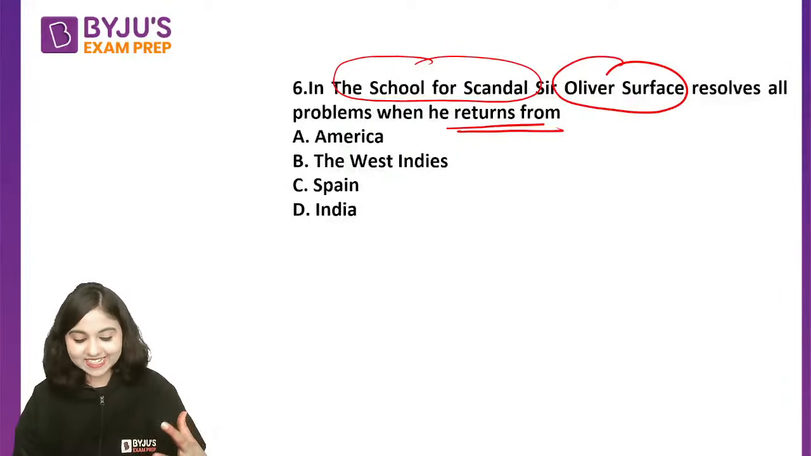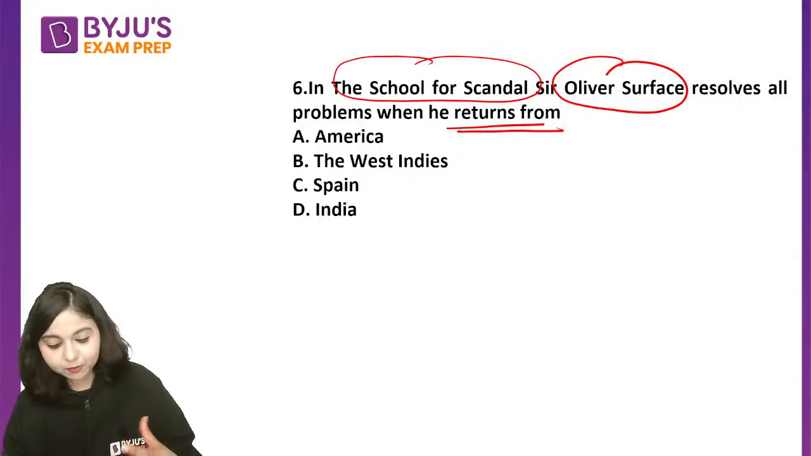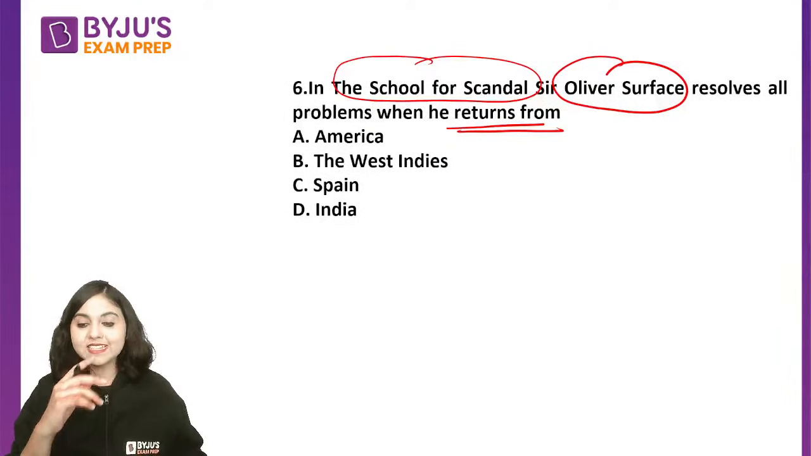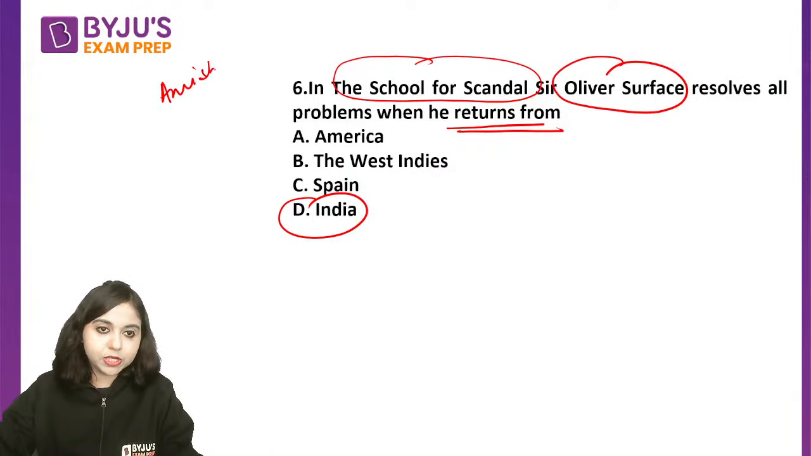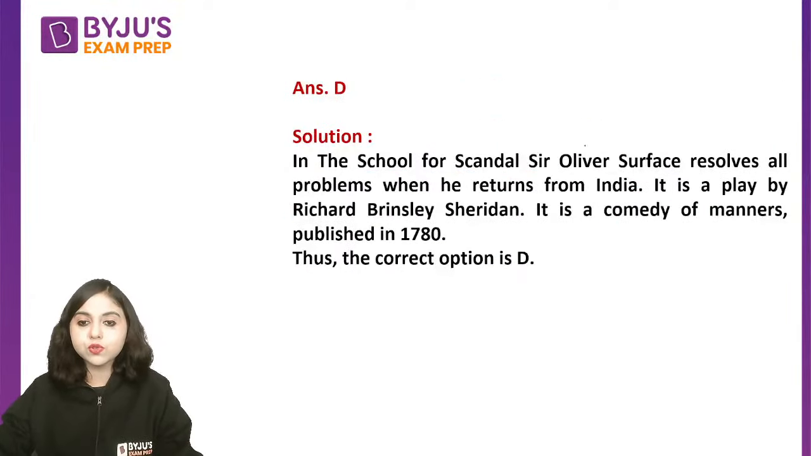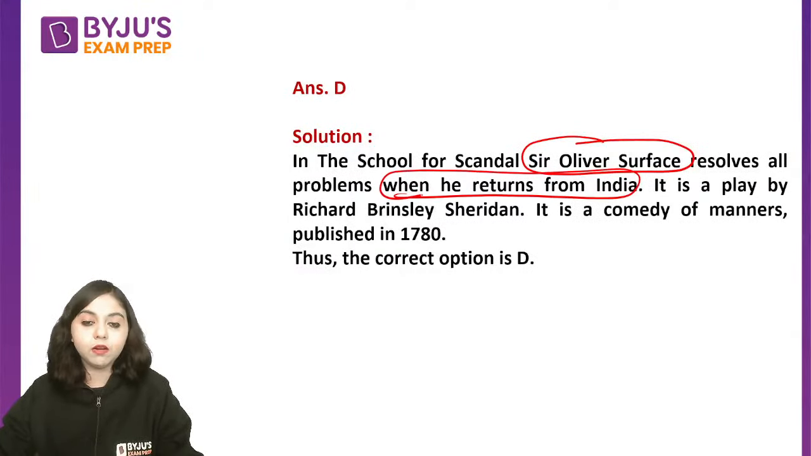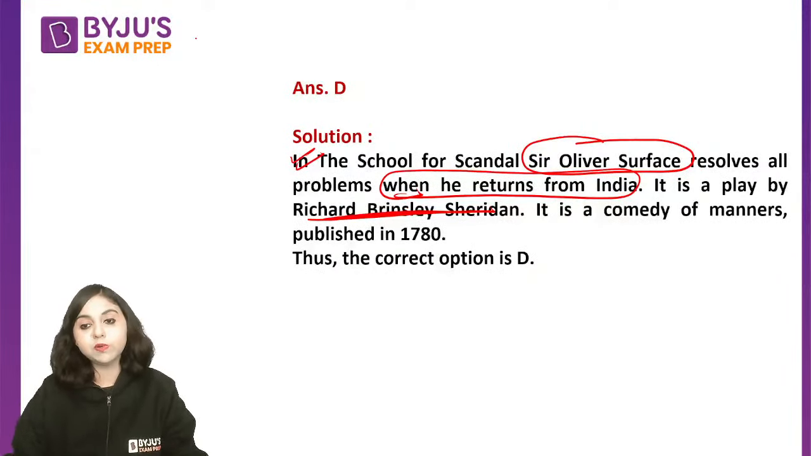Okay, all of you. Yes, yes, yes. Amisha Aurora has answered it correctly. He's returning from India. Why are you devaluing India, right? Amisha was the only one, I think. India is absolutely the correct answer. So, in The School for Scandal, Sir Oliver Surface resolves all the problems when he returns from India. R.B. Sheridan's play. It's a very important play. You can't go wrong with it because it's an important 18th century play, right?